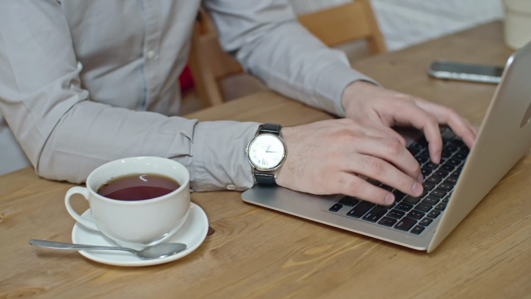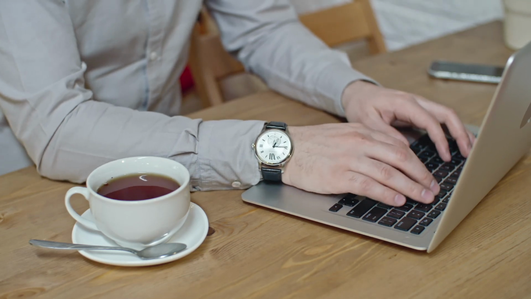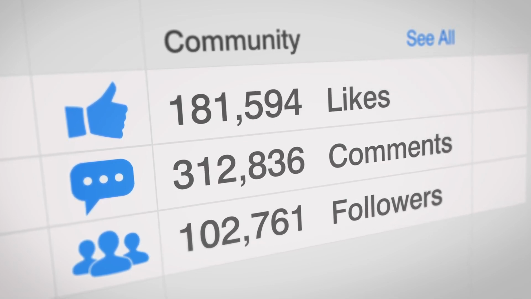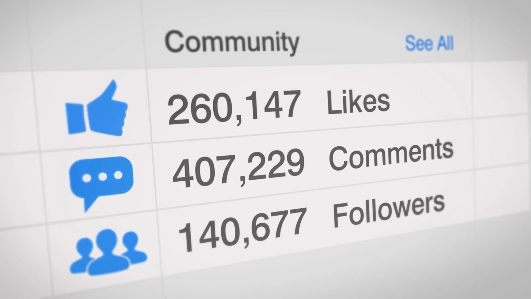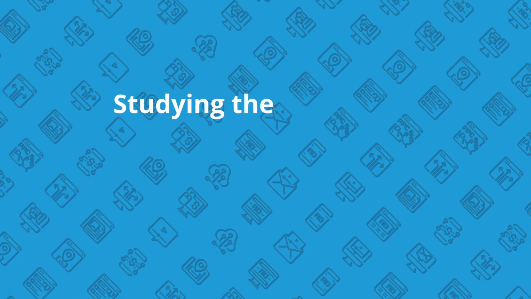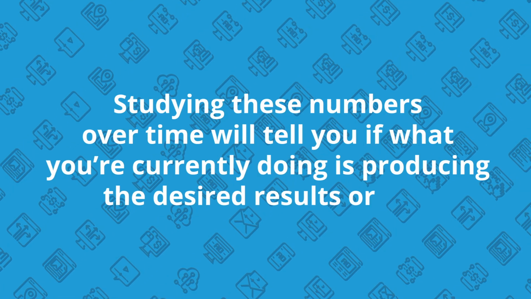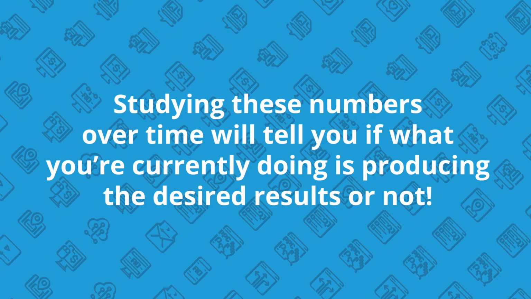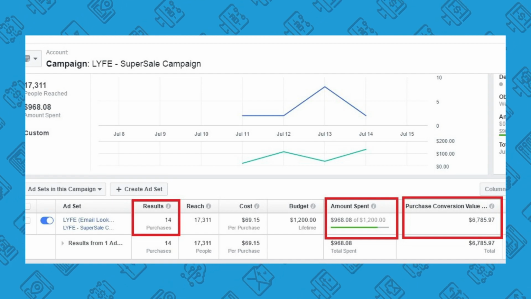But what you'll want to do is start inputting your metrics for each platform each month, and then over time you can start calculating how many followers you typically gain a month on average, if your engagement rate is increasing or decreasing, etc. Studying these numbers over time will tell you if what you're currently doing is producing the desired results or not. And you can do the same thing with your ad spend.